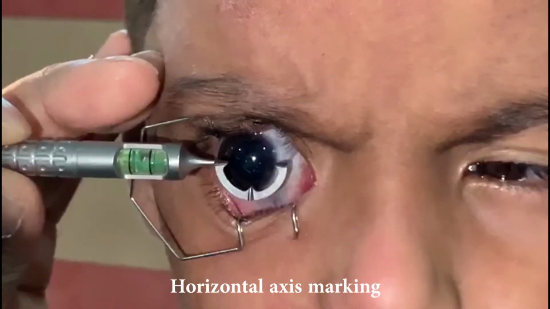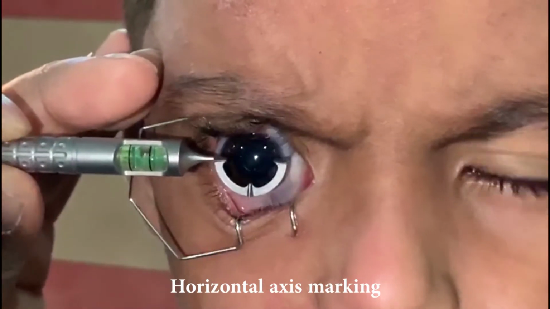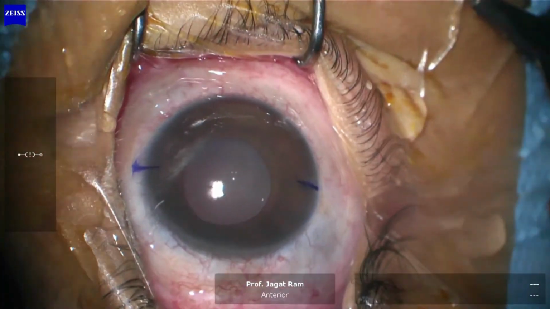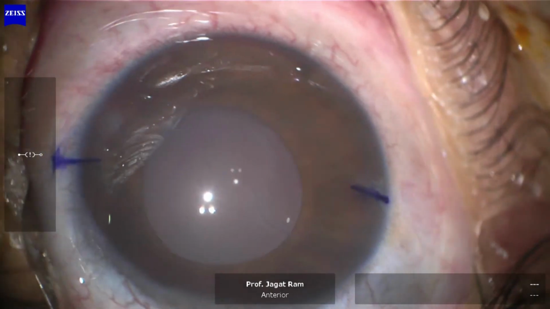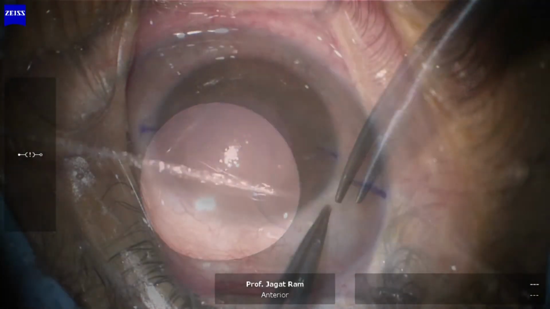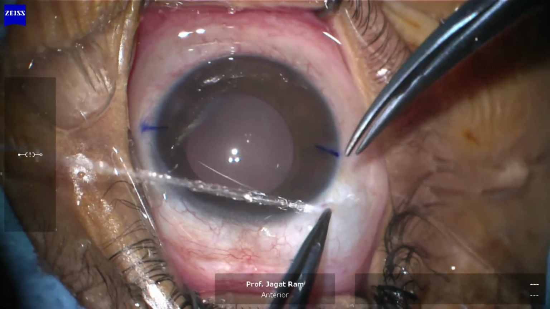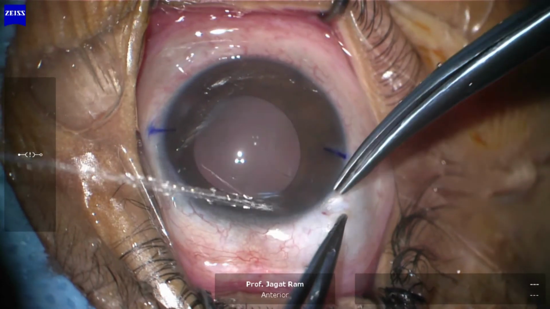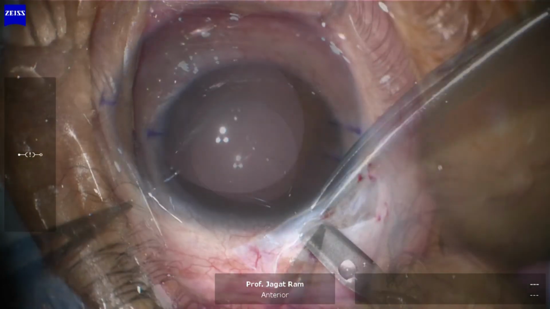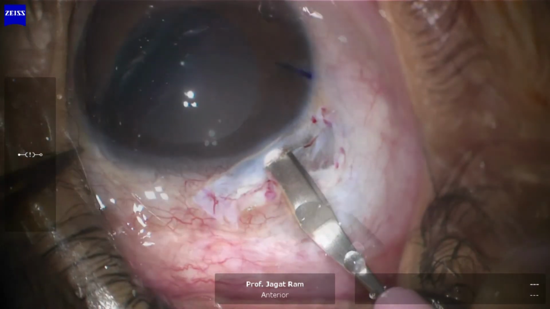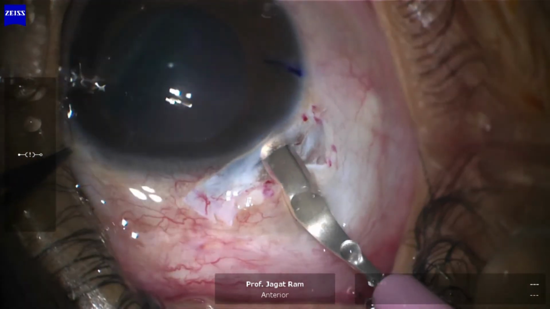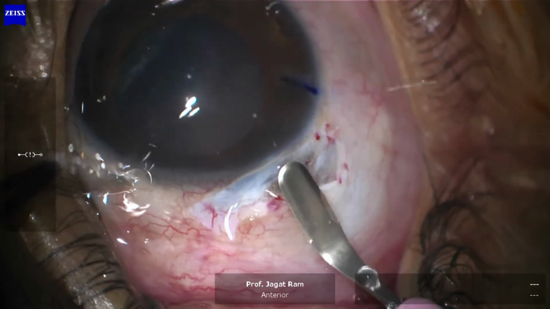The actual procedure began by preoperatively marking the horizontal axis in the child with a bubble marker. The child was then taken under general anesthesia. A localized peritomy was done in the superotemporal quadrant, followed by construction of the scleral tunnel. Special precaution was taken to avoid the previous area of the filtering bleb.